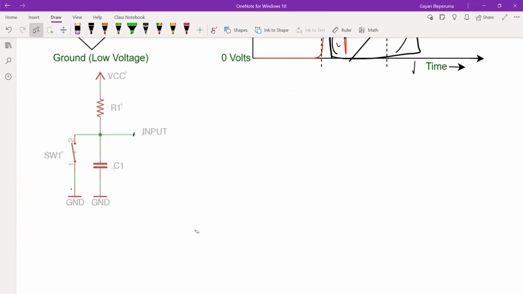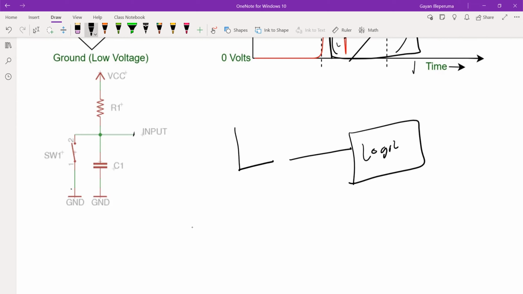The second one is something that most people tend to forget. Let's say you have some logic circuit here, and you want to have a counter like I mentioned. So you have a 5 volt supply and you have a switch.